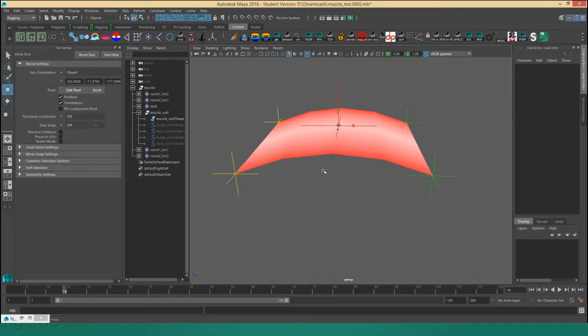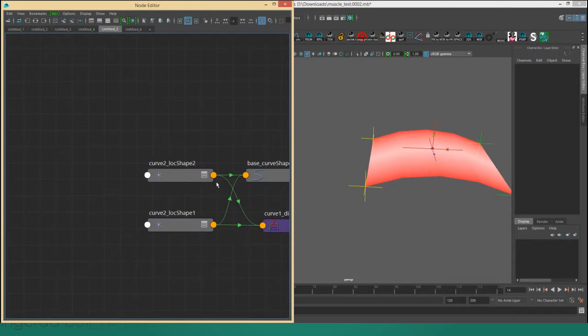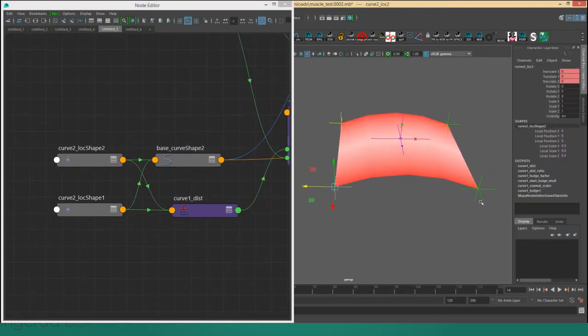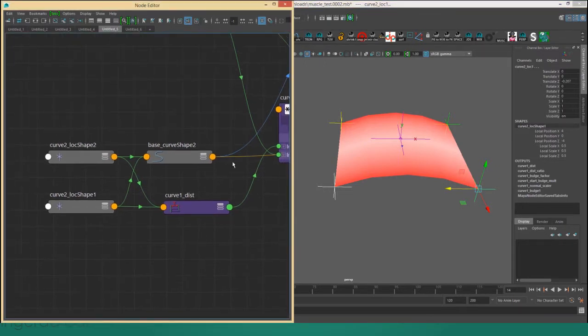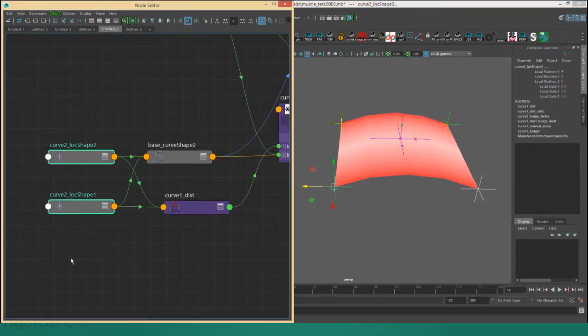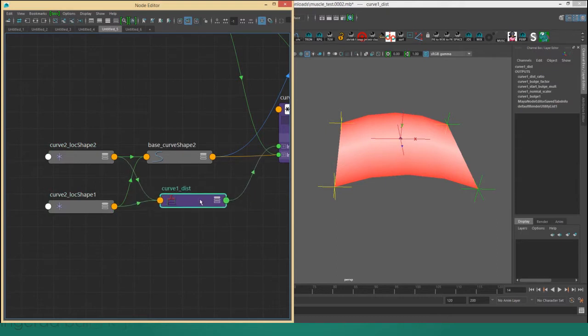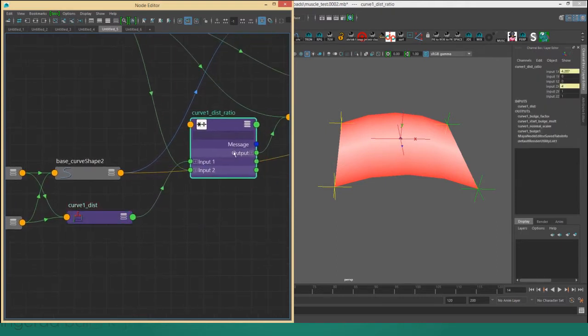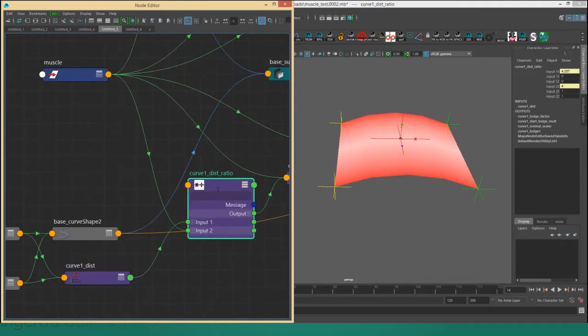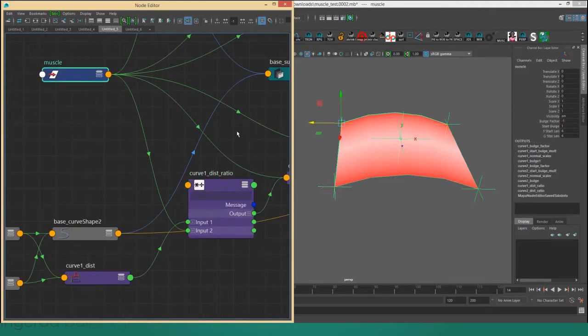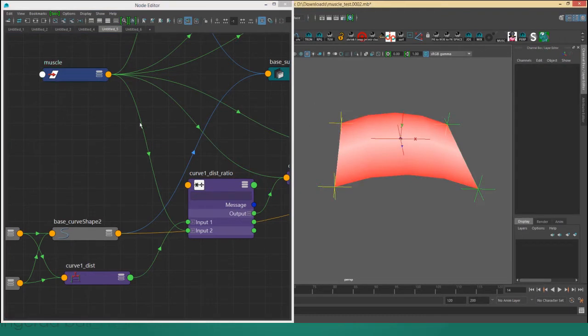So we're going to dive into the node editor and take a look at how this works under the hood. I'm just going to be looking at this pair of locators, but it's the same for the other side. The first thing that we do is we take those two locators and we measure the distance between them. Then we take that distance and divide it by the original distance in between them. I store that original distance here on this muscle node, which is just an empty group named muscle, where I have a Y start length and a G start length for the yellow and green locators.